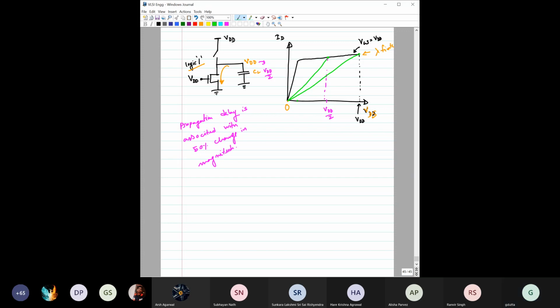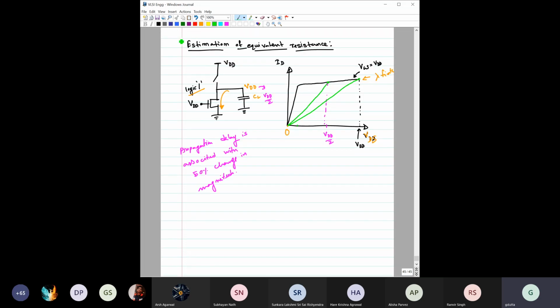I think a little bit more discussion is needed regarding the estimation of resistance. I think we can continue it from here in tomorrow's class.